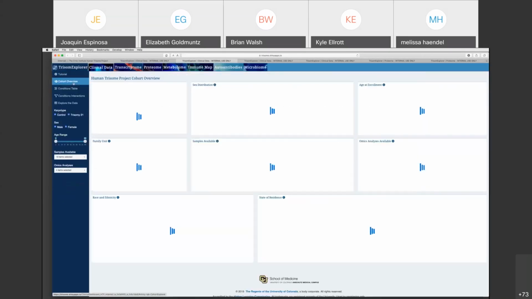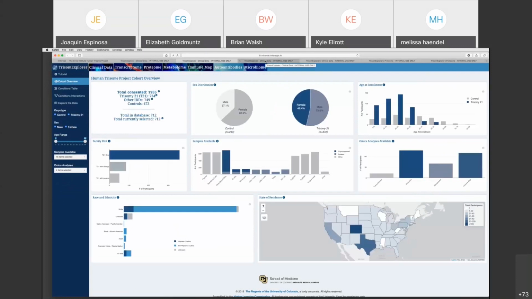You can click on cohort overview. I'm going to get an overview of the cohort. It's loading now. And I can see where we are today in terms of total number of participants consented, their sex distribution, age at enrollment, karyotype, ethnicity, geographical location, yada, yada. All of this is very interactive.